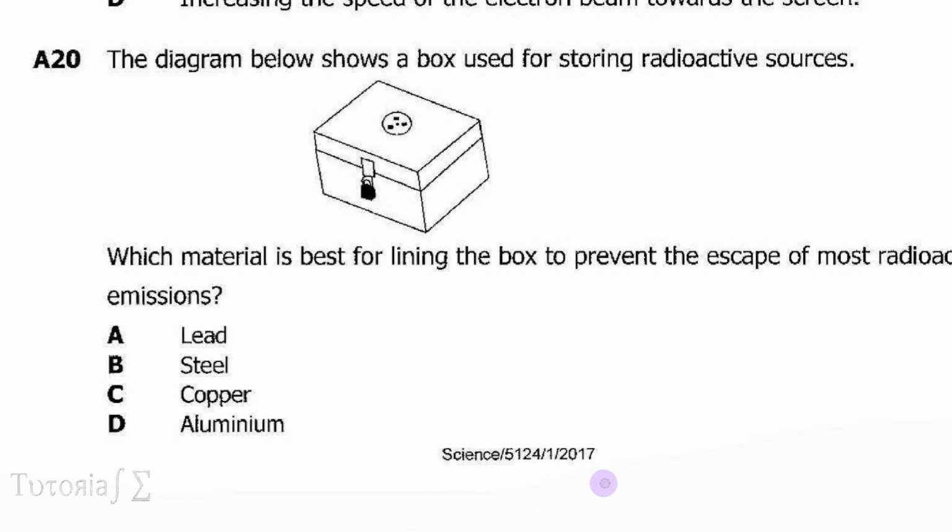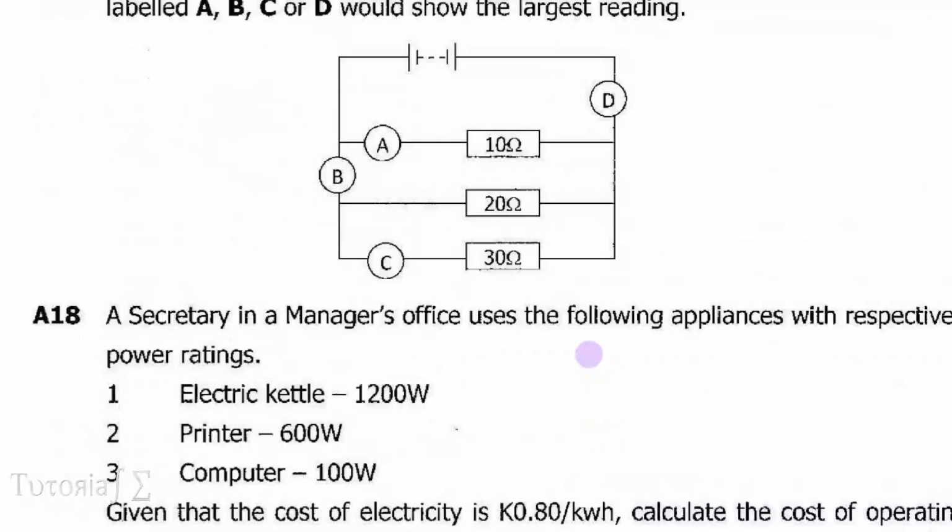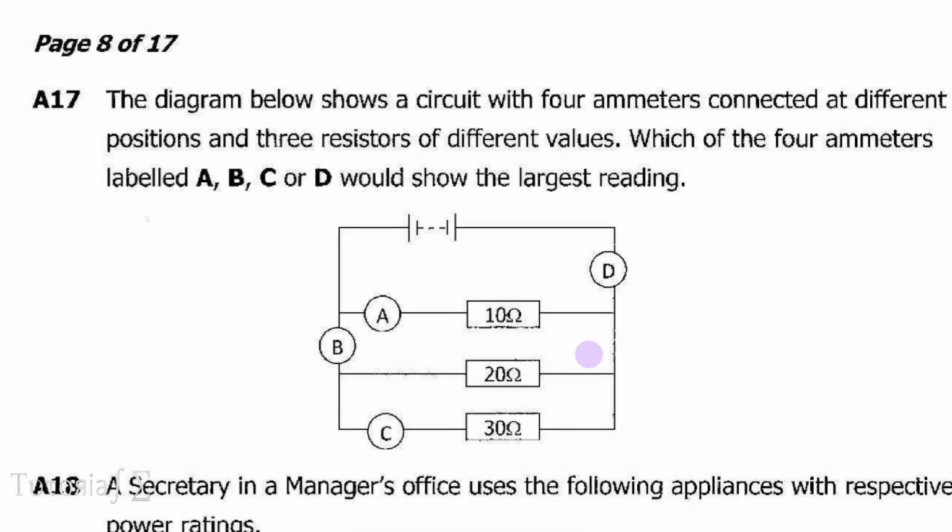So this is a Science 2017 paper 1, I presume. The question that we are going to build on today is this question here, A17. This builds on from static electricity, which is basically just about electrons that are stationary. That is the definition of static electricity, electrons that are stationary.